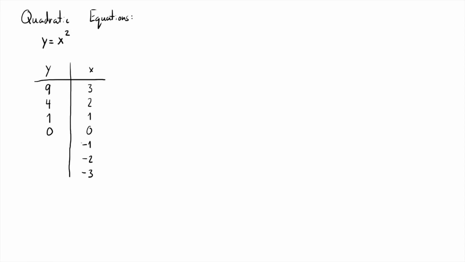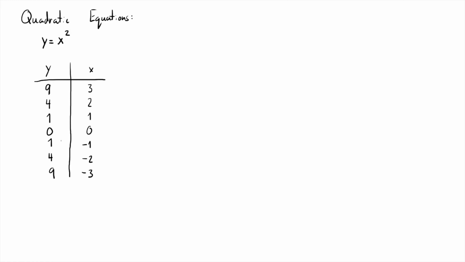Okay, and now we're going to do the same thing with the negative numbers. So if we substitute -1 in here, we get -1 times -1, which is +1. If we substitute in -2, we get -2 squared. -2 times -2 is +4. And with -3, we get +9.